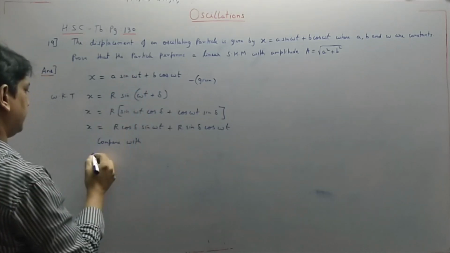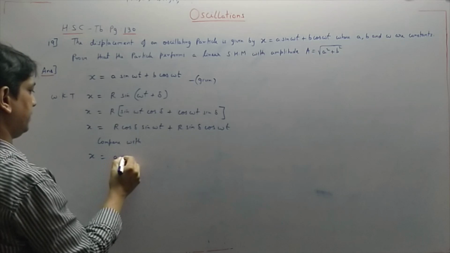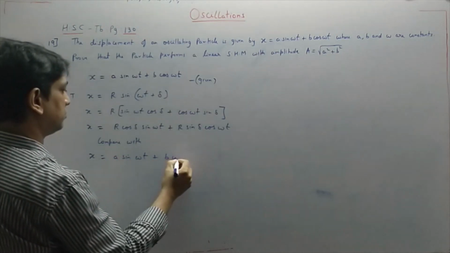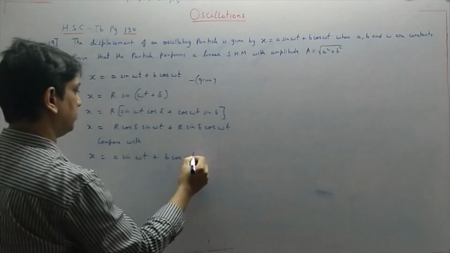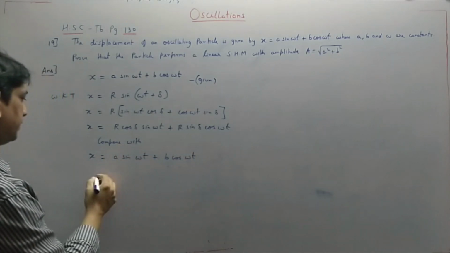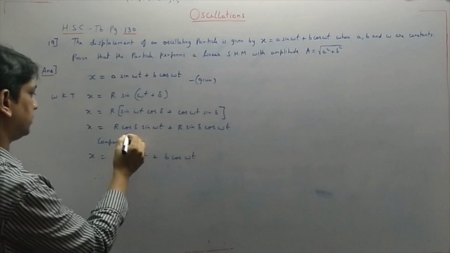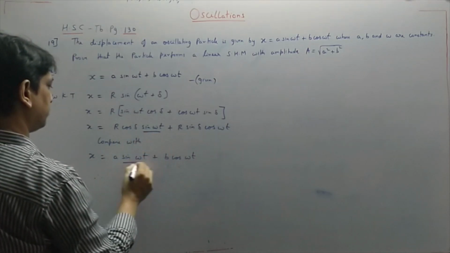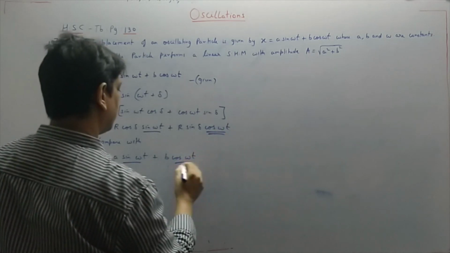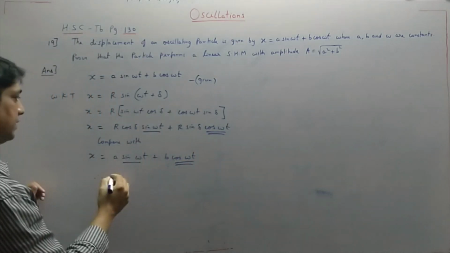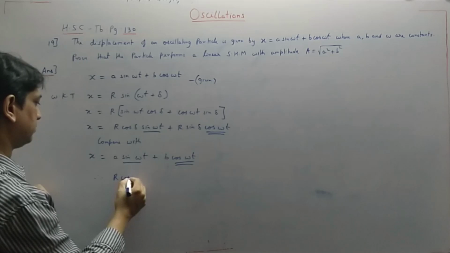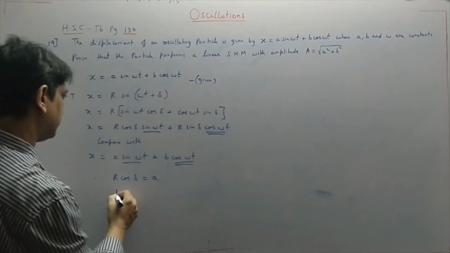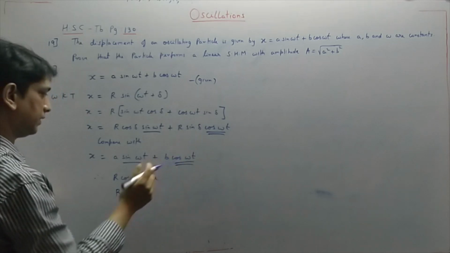Now when we compare with what is given, x is A sin omega t plus B cos omega t. By comparing, this is sin omega t and this is sin omega t, here we have cos omega t and here we have cos omega t. So when we compare sin omega t terms, we get R cos delta, which is A, and similarly comparing cos omega t terms we get R sin delta, which is B.